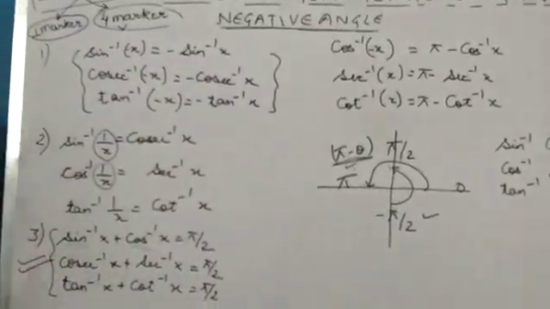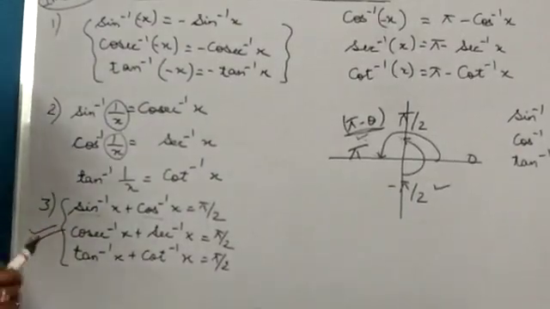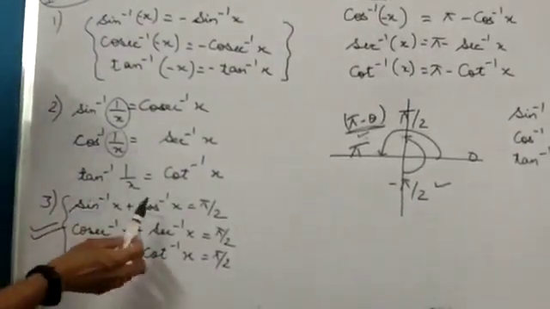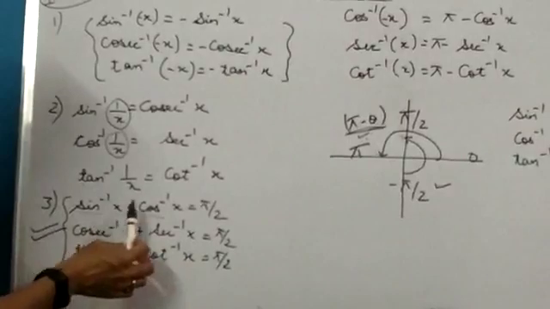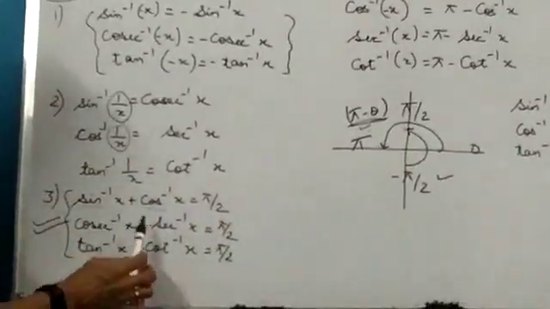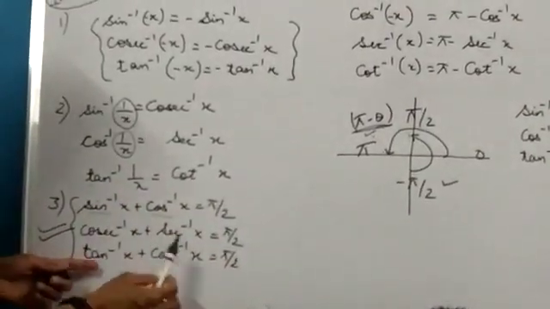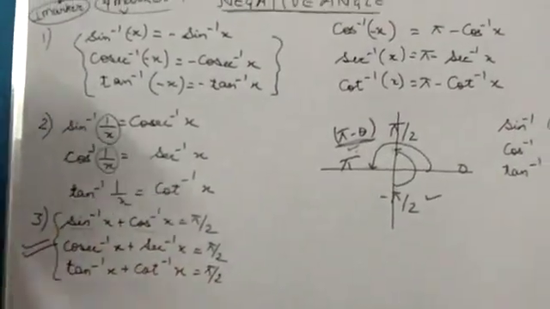Now, third are the three important properties which we will be using in many questions. The combination of sine inverse and cos inverse gives you pi by 2. Cosec and sec inverse, that means the reciprocals, give you pi by 2. Tan and cot inverse give you pi by 2.